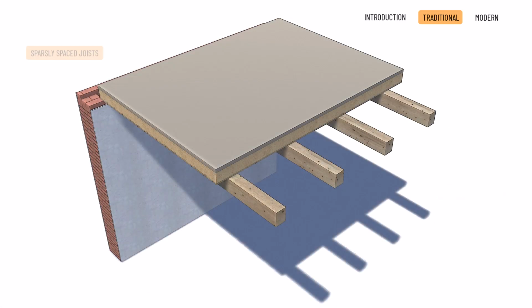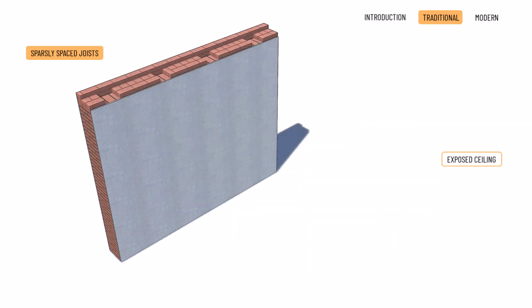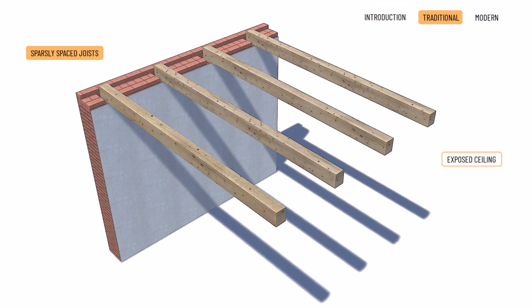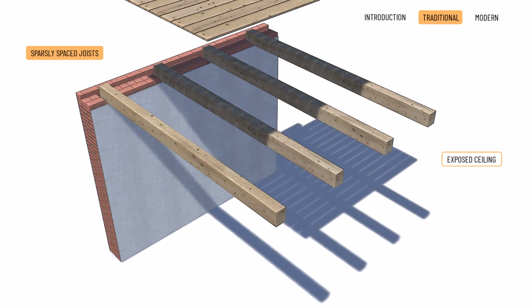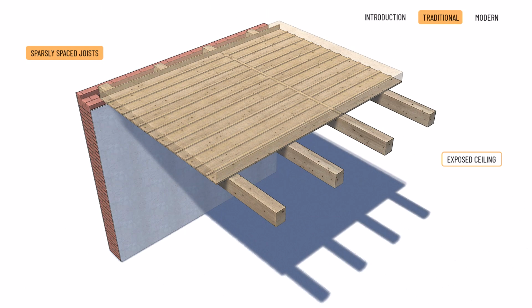Timber joist ceiling with sparsely spaced joists. Exposed timber joist ceiling and floor system. When making an exposed timber joist ceiling system, the beams are placed with an 80 to 100 centimetre axial span at the top of the wall. A double layer of decking is laid on the surface of the beams, often filled and clay plastered.